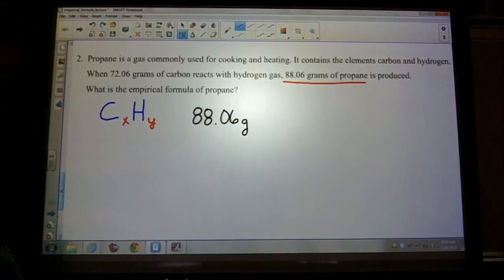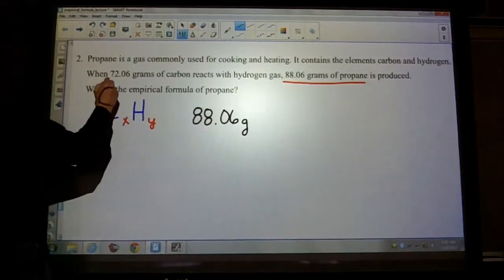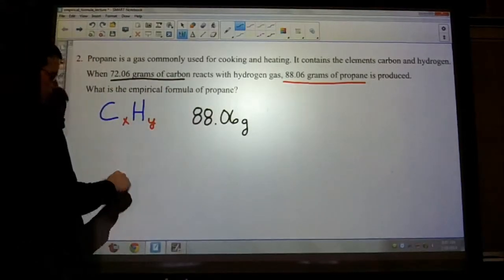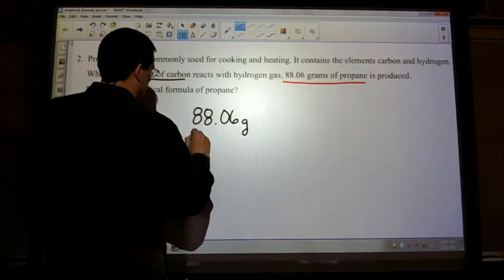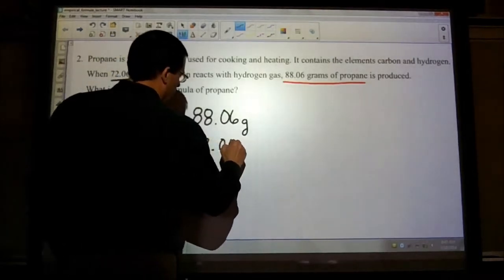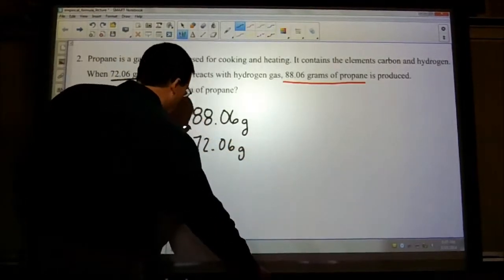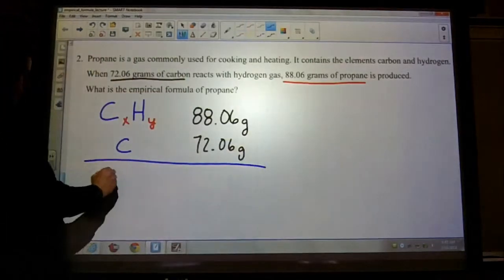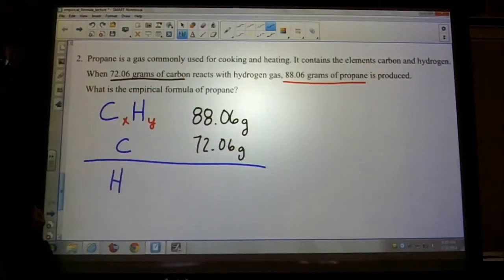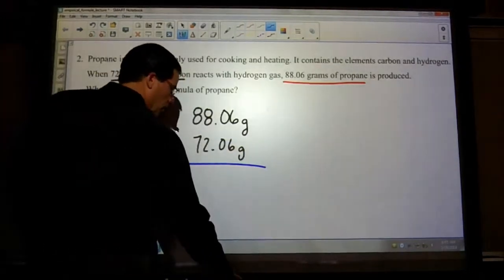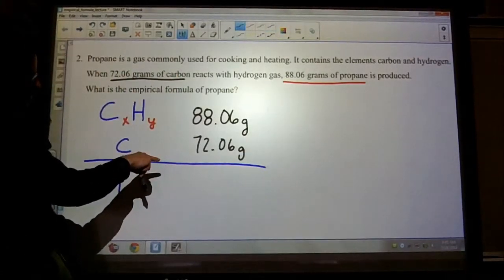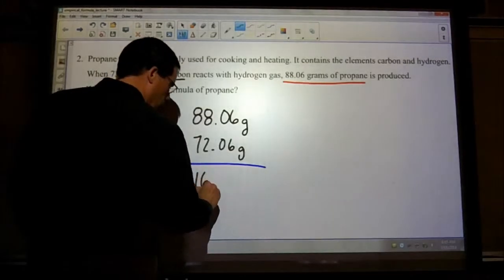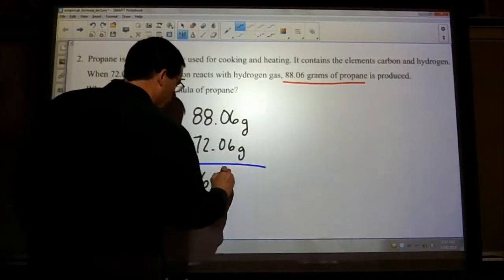Also, what else do we know? 72.06 grams of carbon. Great. There we go. So 72.06 grams. So that means that we need to find hydrogen, right? So hydrogen has a molar mass of what? So the difference between that, what is that, 16? Yeah. See, we can do that mental math. That's easy.